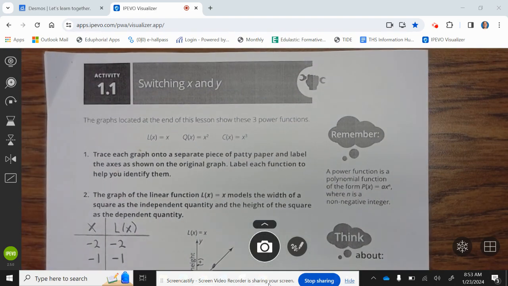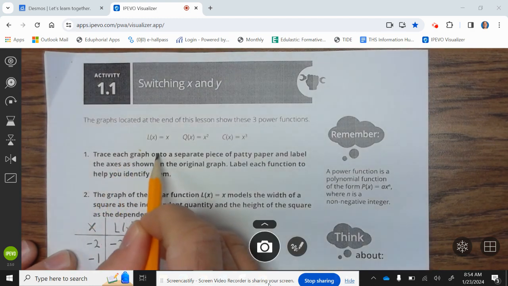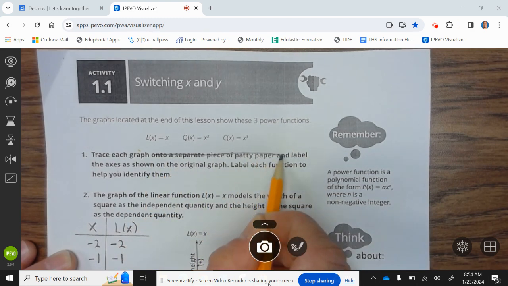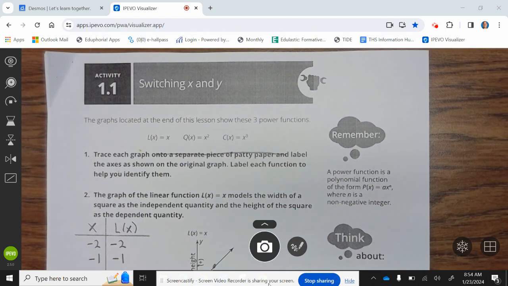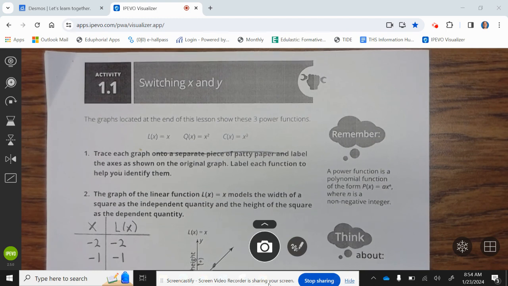Activity 1.1, switching x and y. The graphs located at the end of this lesson show these three power functions: L of x equals x, Q of x equals x squared, and C of x equals x cubed. Trace each graph, label the axes as shown in the original graph. Label each function to help you identify them.